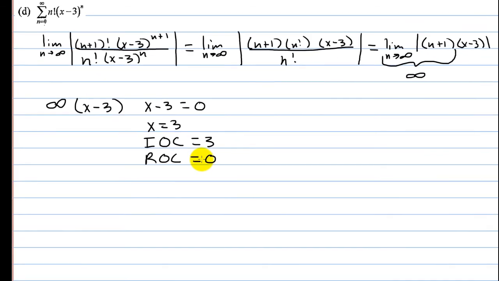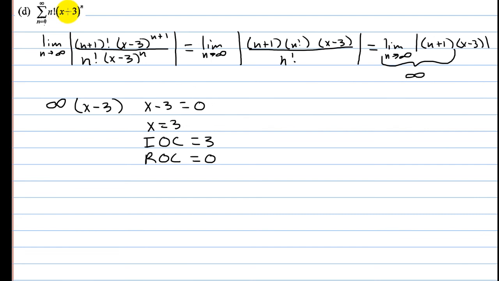In the last example, we have n factorial times (x minus 3) to the n. So we're going to take (n plus 1) factorial times (x minus 3) to the n plus 1. There's the n plus 1th term divided by the nth term. We can subtract the exponents here. So we cancel these out, and it just becomes over here x minus 3. And then we can reduce this by 1, so we can write n plus 1 times n factorial over n factorial now. These two cancel out, and we're left with just n plus 1 times x minus 3.